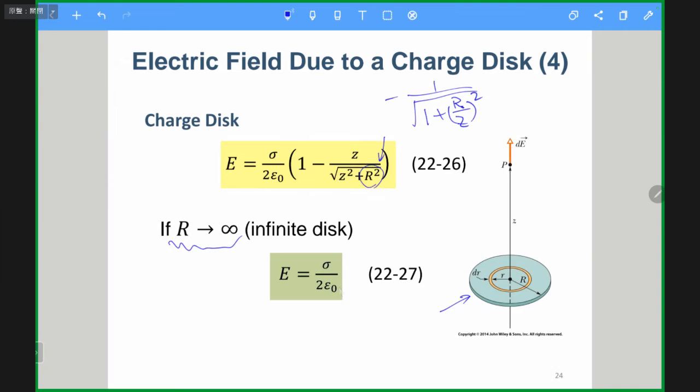Maybe you will ask, how can we create an infinitely large charge plate? But of course we can, and later in chapter 25, when we talk about the capacitor, we will use this expression frequently. Of course, it's just an approximation, but it is already good enough, because we don't really need a very accurate expression.